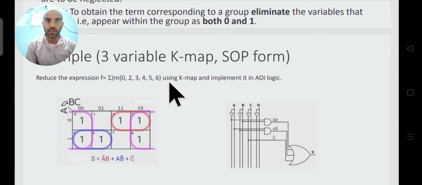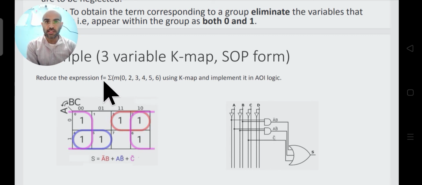If don't care conditions had been given, they would have been written in the question. In the next few questions, you may see them. In this particular question, as there is no don't care, there is no need to worry, and no cross mark will come into the K-map. The first thing we have to see is how many variables there are.